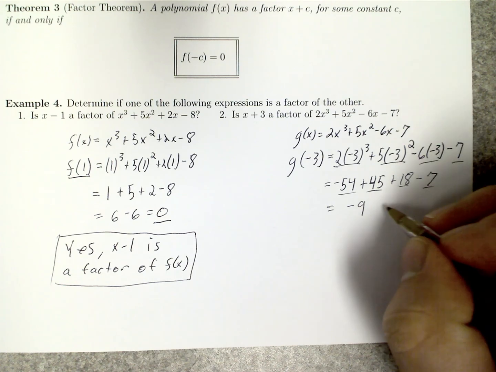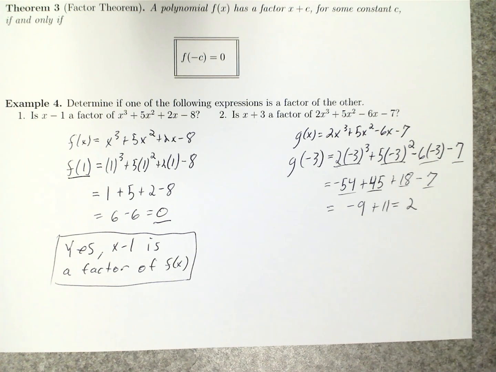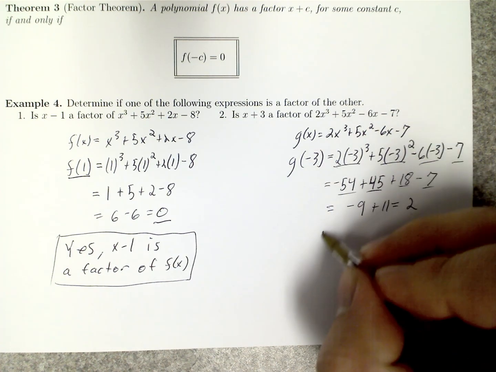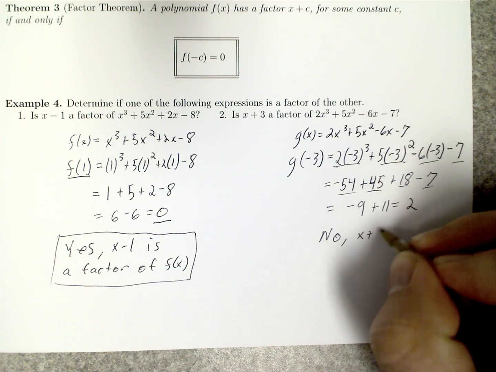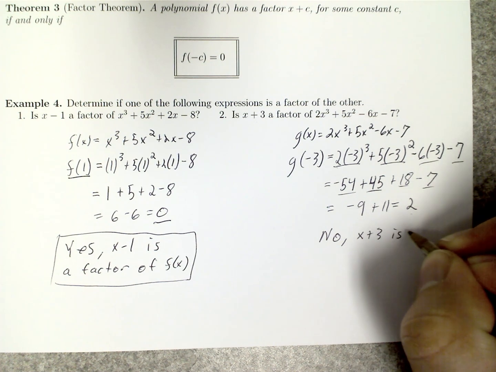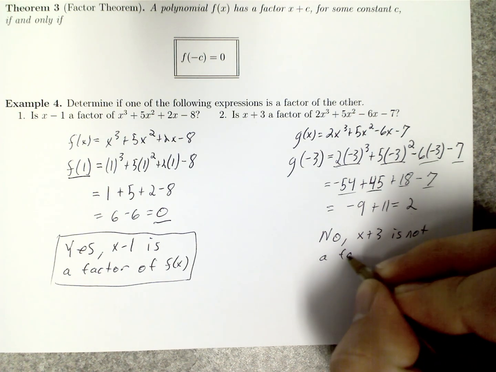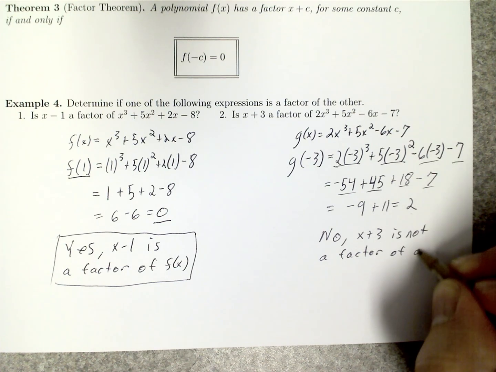18 minus 7 is 11. Negative 9 plus 11 is 2. Did this equal 0? It did not. So no, x plus 3 is not a factor of g of x.